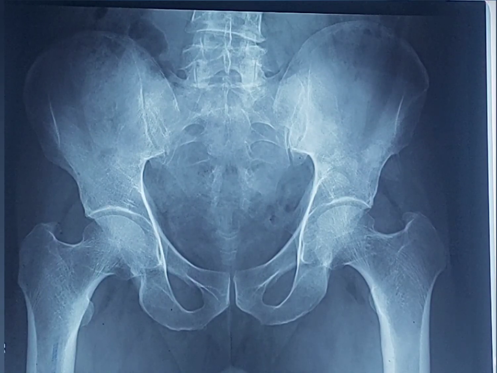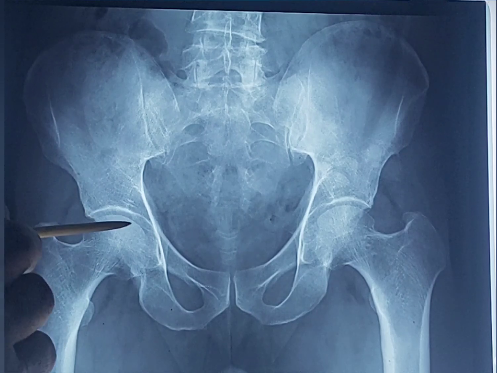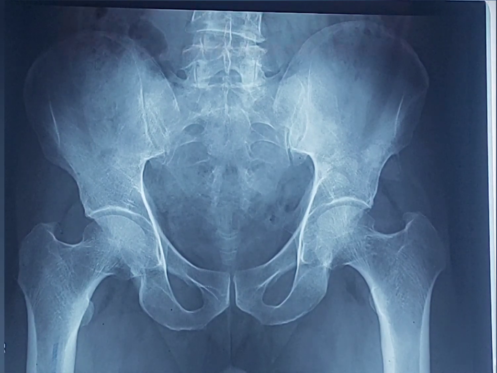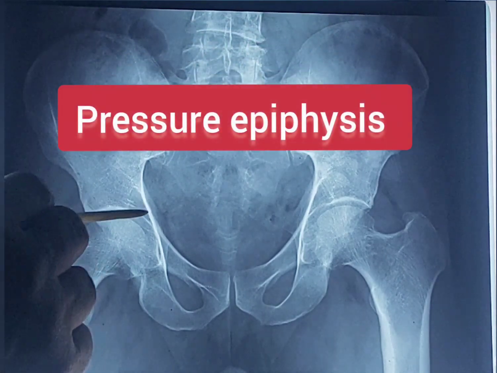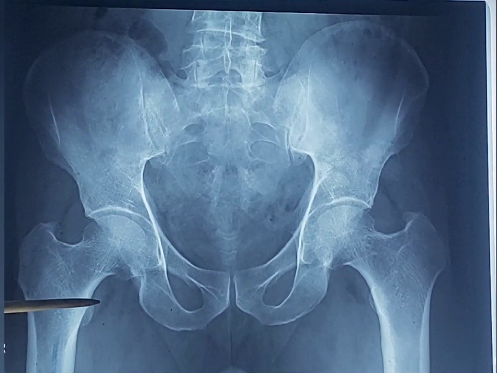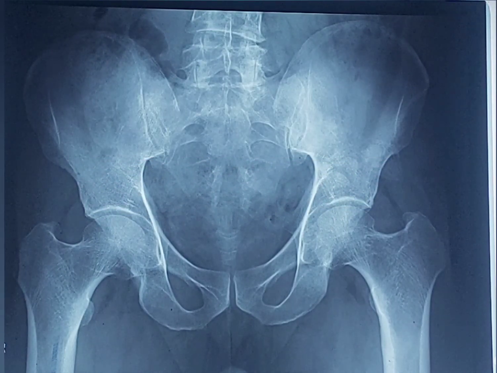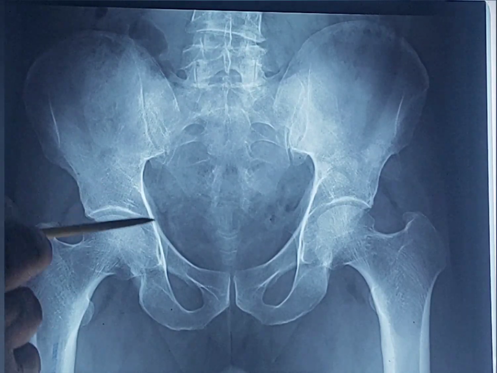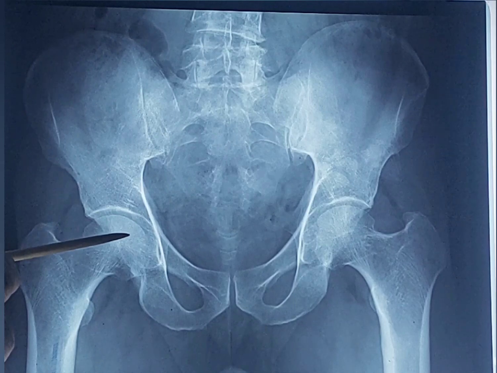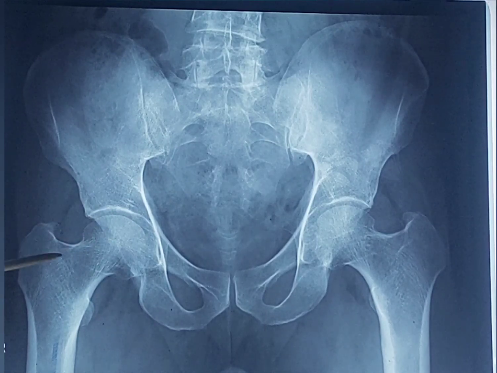Then what is the type of the epiphysis? The head of the femur is an example of pressure epiphysis because the weight transmits to the head. These two trochanters are examples of traction epiphysis because they are formed due to the pull or traction of the muscle. If at one bone there are multiple epiphyses, the pressure epiphysis appears first, followed by the traction epiphysis.